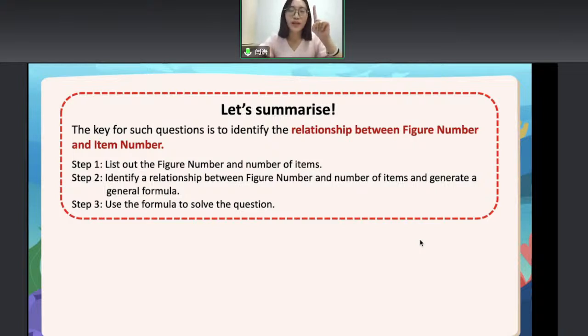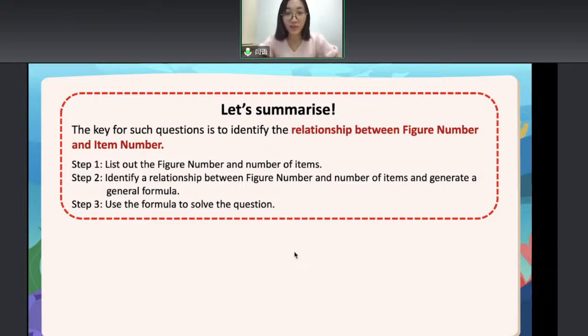The step 1, that is we need to draw out a table to list out the figure number and the number of items. And for step 2, you need to identify a relationship between figure number and the number of items and generate a general formula. For the formula, you can try to solve the question, okay? And that is the last step.